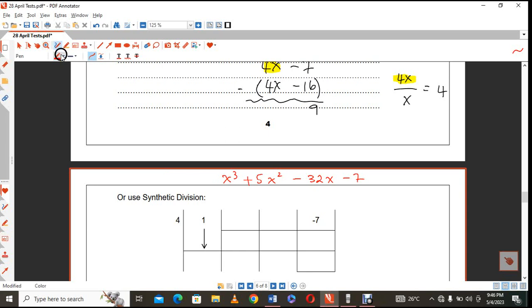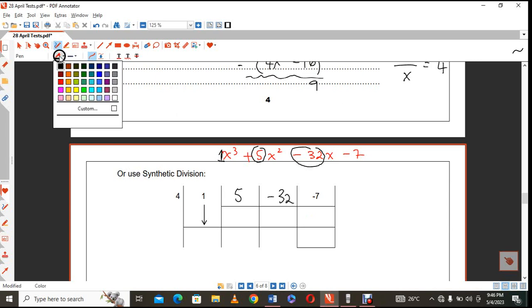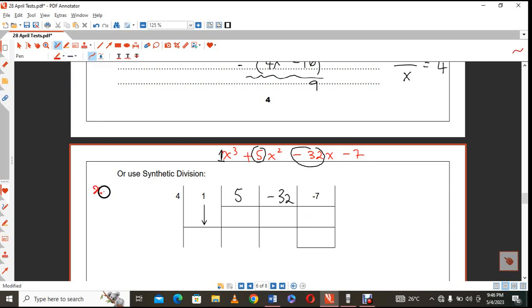Now we're going to look at the coefficients. The coefficient here is 1, hence I have already written it down. The coefficient here is 5, so I'm going to bring that 5 in there. The coefficient here is minus 32, and I already did this one here. Okay, so just as a guide for the students, the 4 here we got by taking that x minus 4 and letting it equal 0. So that's where that comes from.